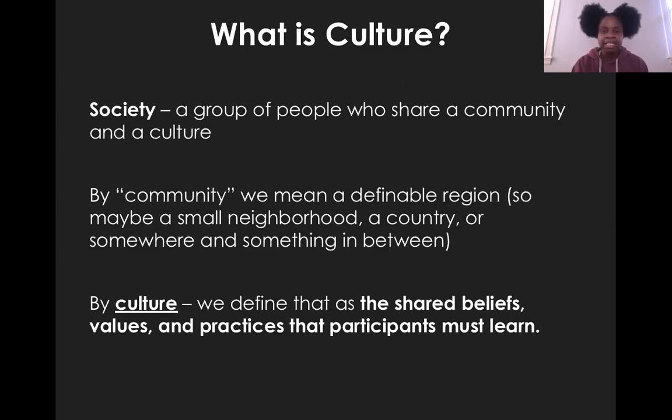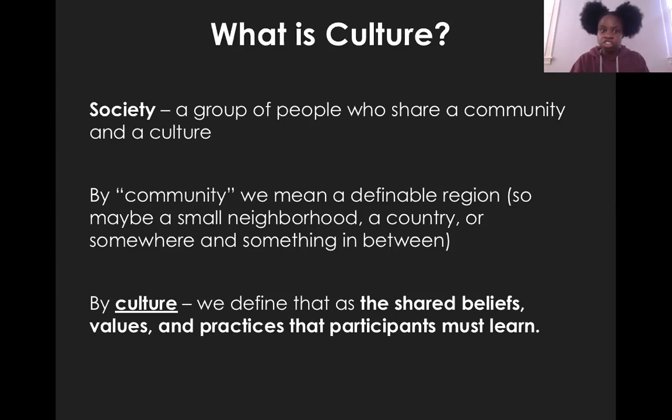Again, society is defined as a group of people who share a community and a culture. When we say community, we are talking about a definable region. So that region could be a neighborhood, it could be a county, it could be a city, or something in between that. Okay.